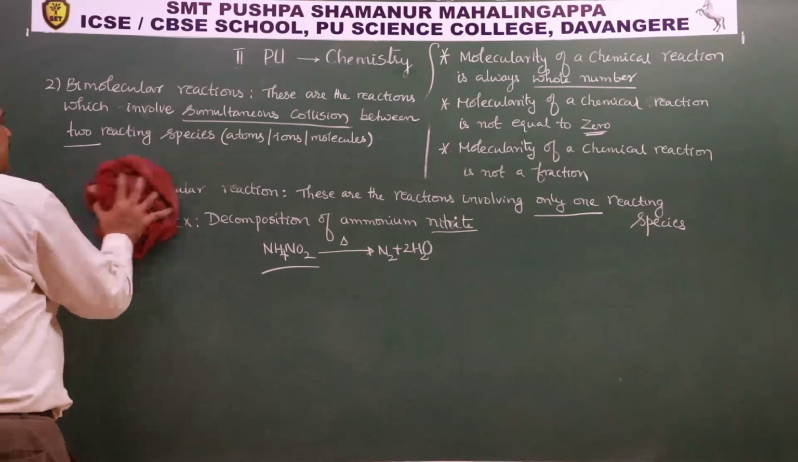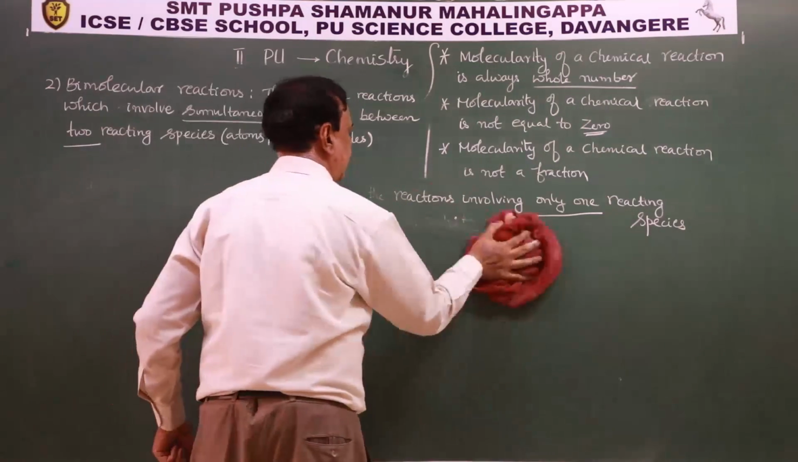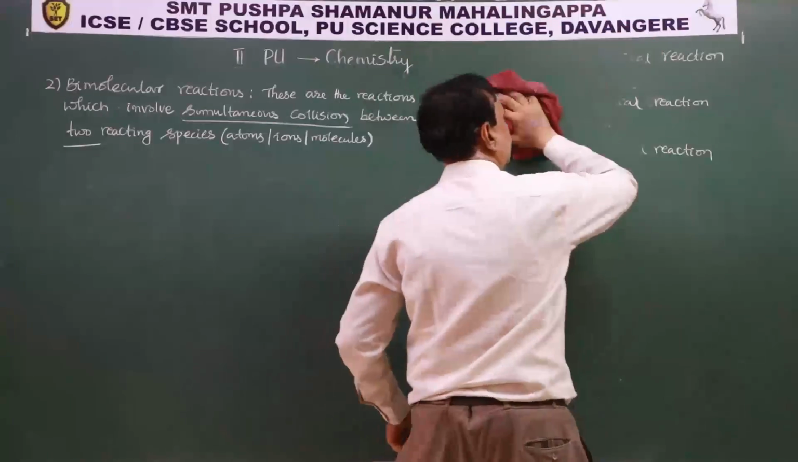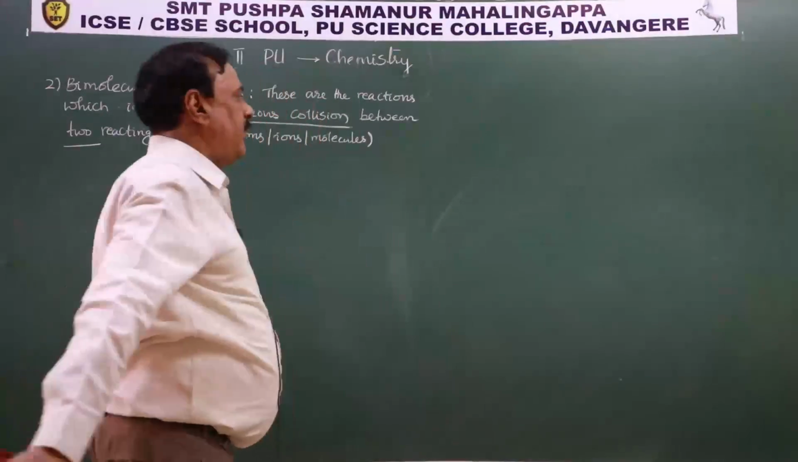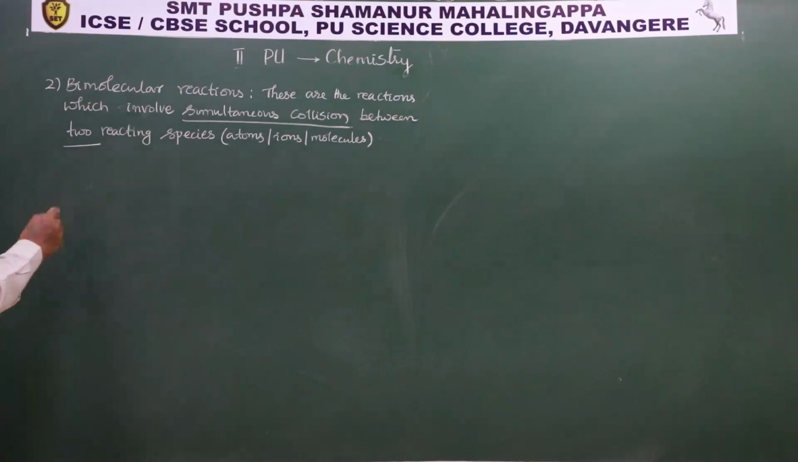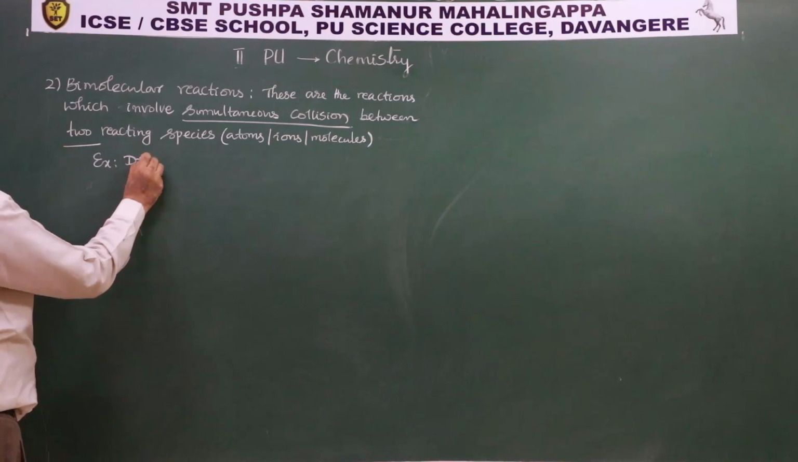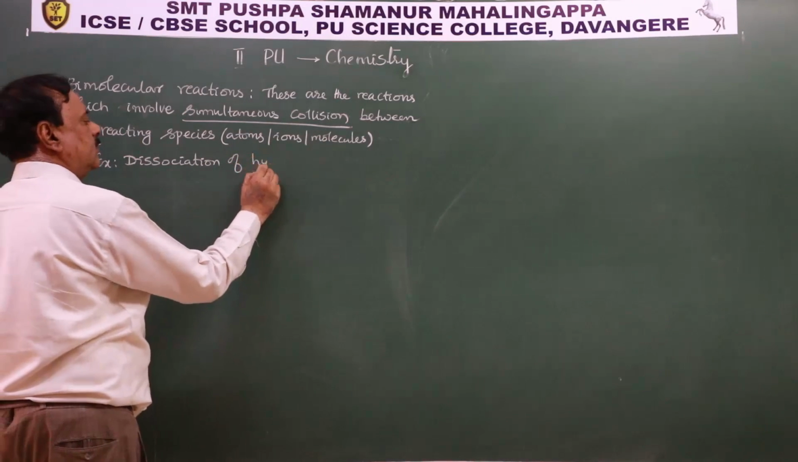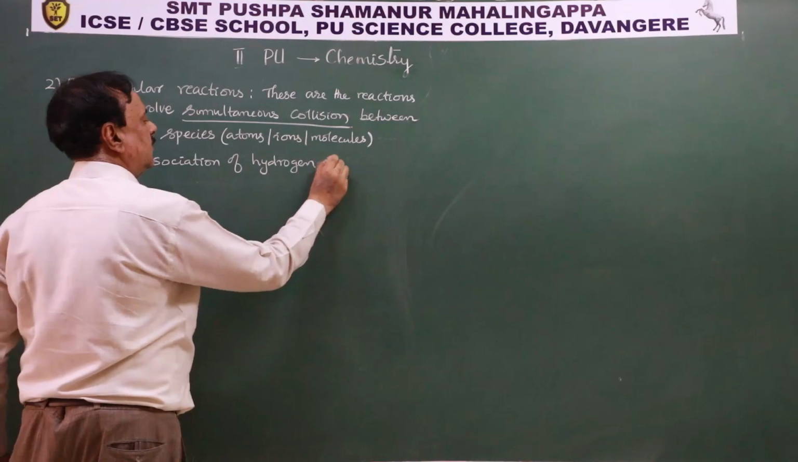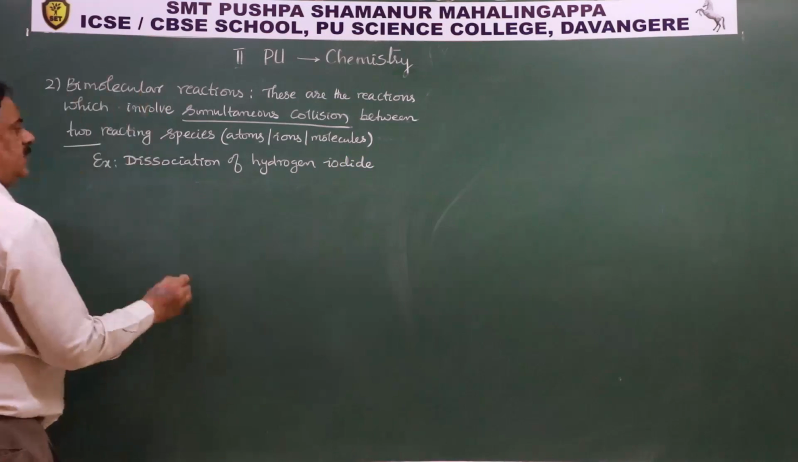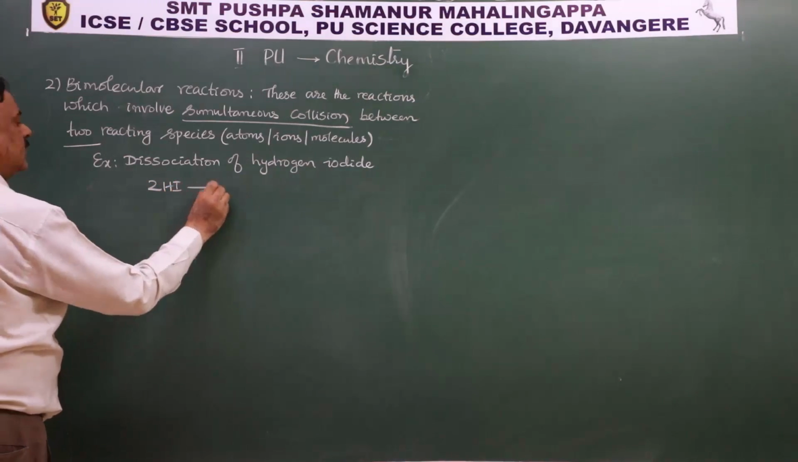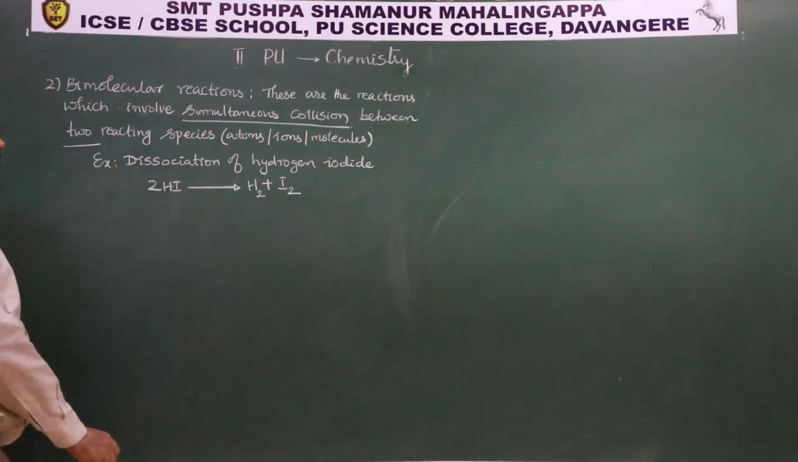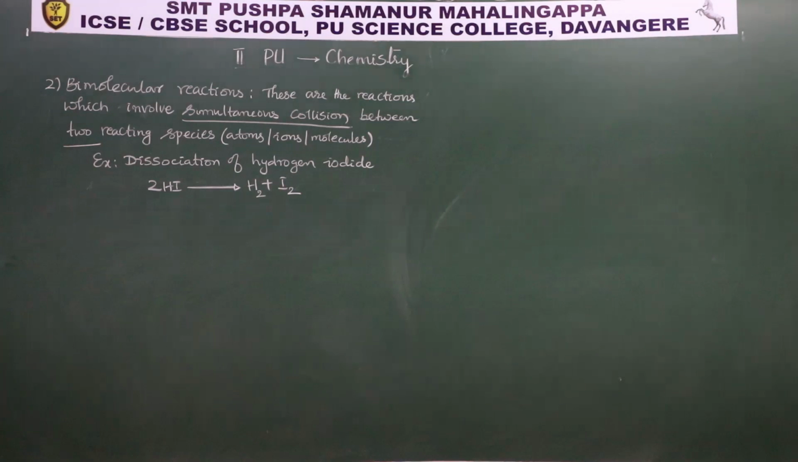A good example, already mentioned, is the dissociation of hydrogen iodide. 2HI gives H2 plus I2. The dissociation of hydrogen iodide is an example of a bimolecular chemical reaction.